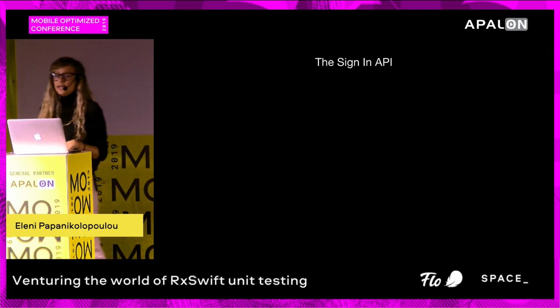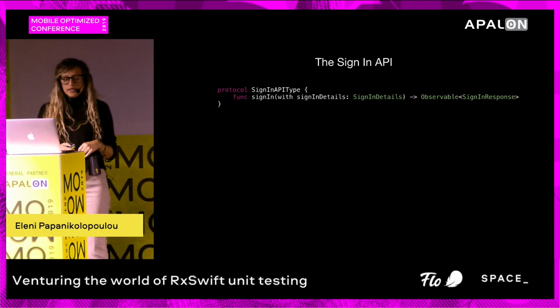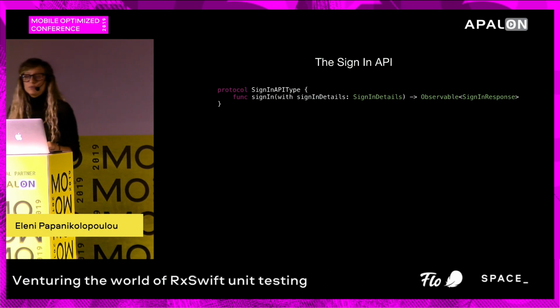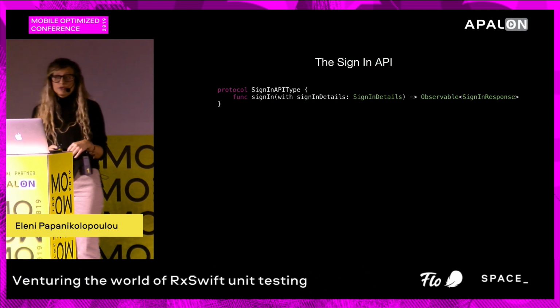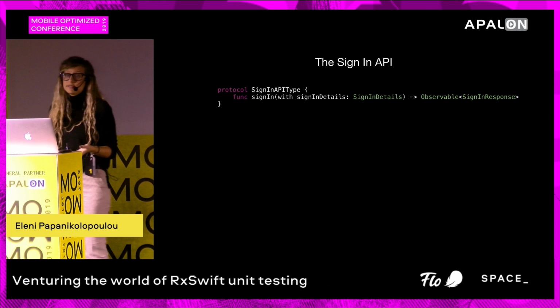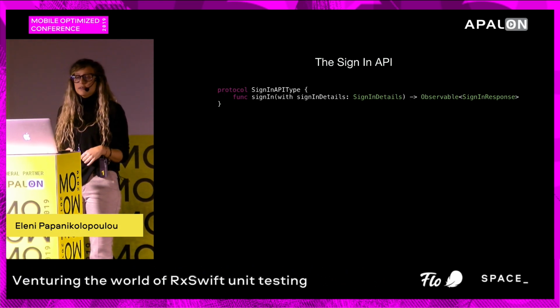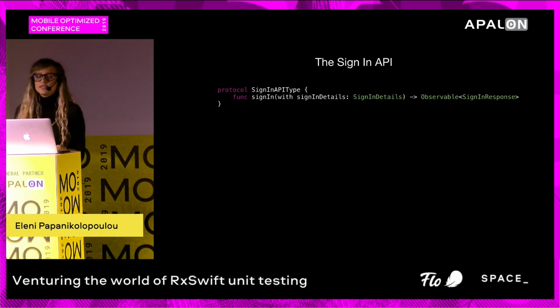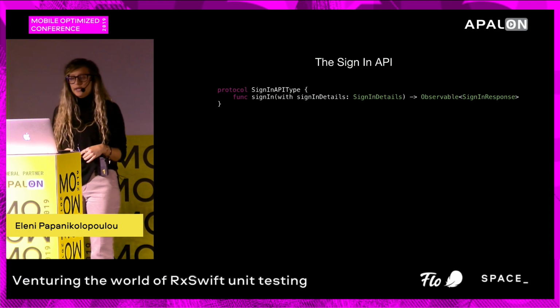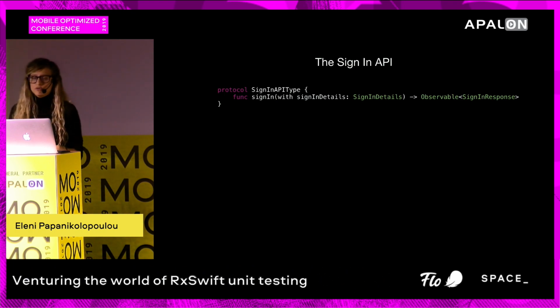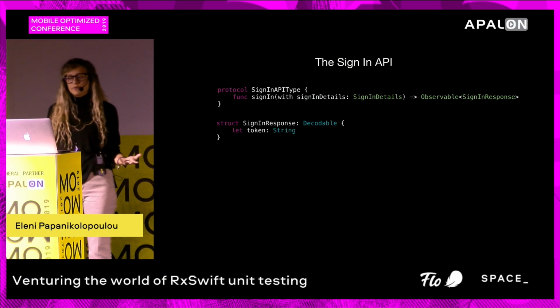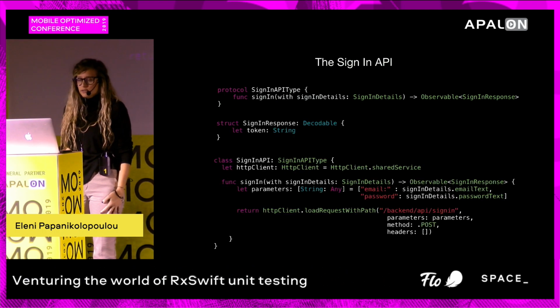Now let's see how the sign-in API is implemented. We have the SignInAPIType protocol, which we will use afterwards in order to be able to mock our network requests in our tests. So the protocol has a method, signIn, which gets the sign-in details as an input parameter and returns an observable with a sign-in response. And the sign-in response is a struct with a token.